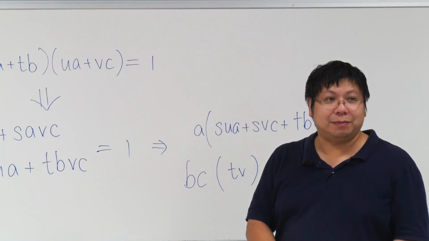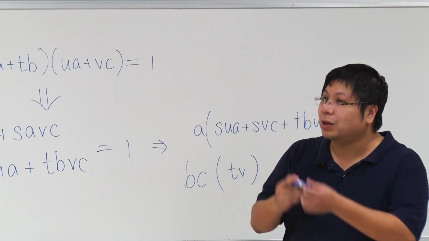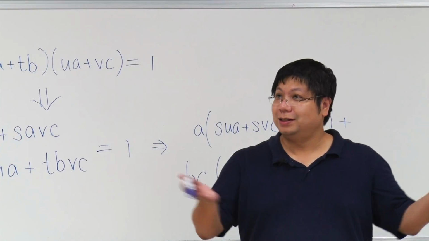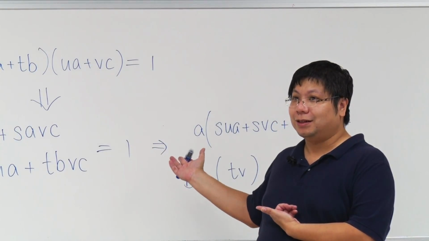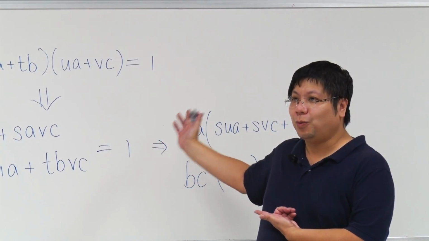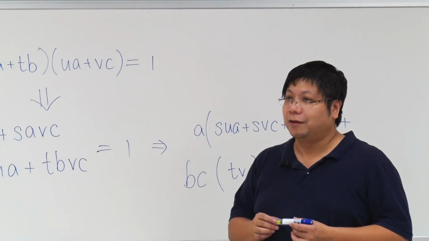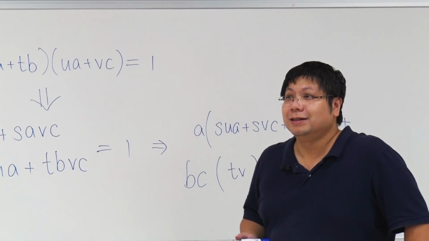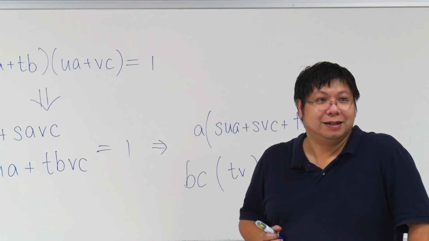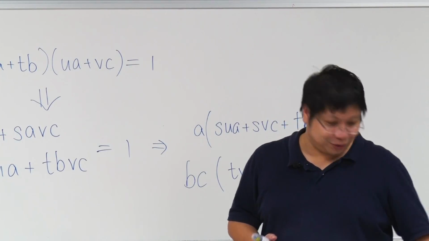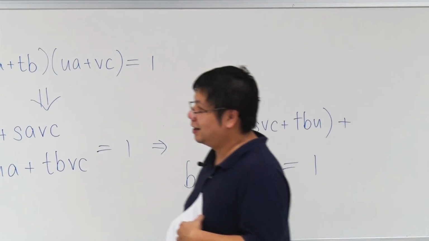So GCD of A and BC has to be 1, because 1 is the smallest positive integer. It turns out that 1 is a linear combination of A and BC, so 1 has to be the greatest common divisor of A and BC. Okay? Does that make sense? Okay? Good. So we get 3.